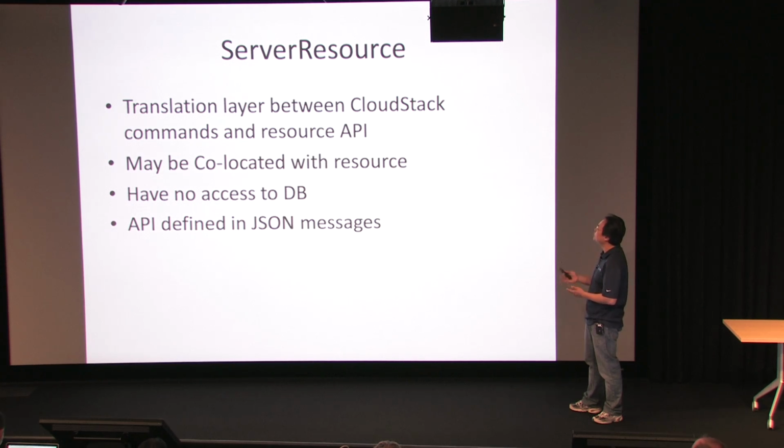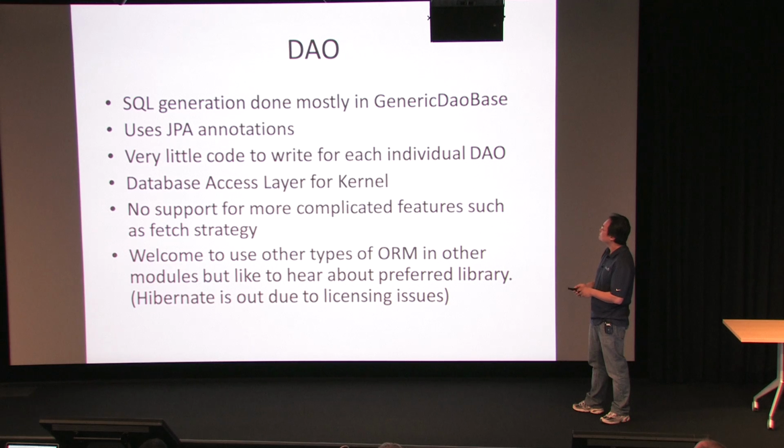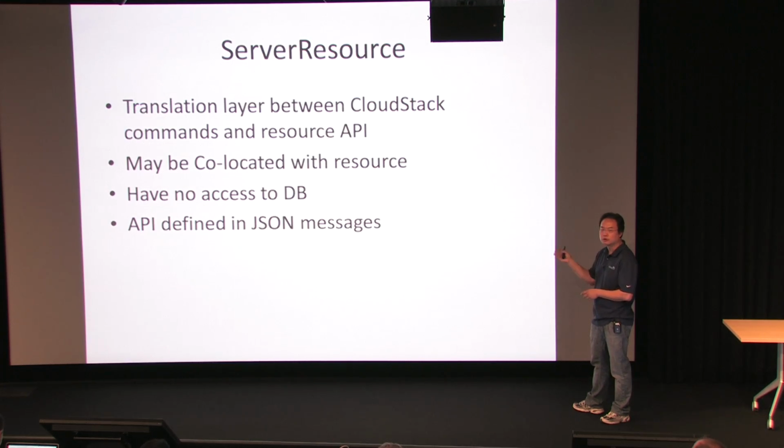Now, okay. So then we get to server resource. For our server resource, I kind of already talked about it being a translation layer between CloudStack and the resource API itself. It is communicated only in JSON, and everything is passed through like that. There's not an actual Java API call. And it may be co-located with the resource. And because it may be co-located with the resource, it has no access to the database. So the commands that are sent to it need to contain everything the resource needs to execute that particular command. Is there any questions about our server resources?